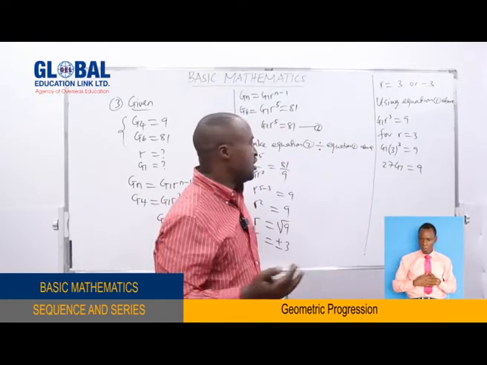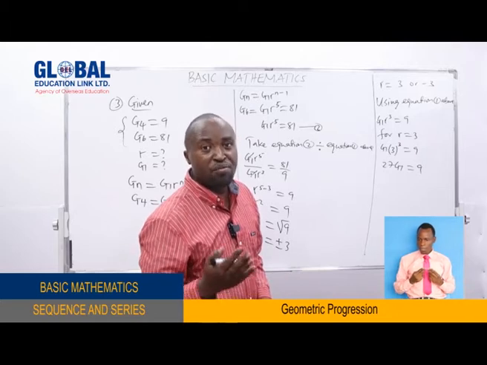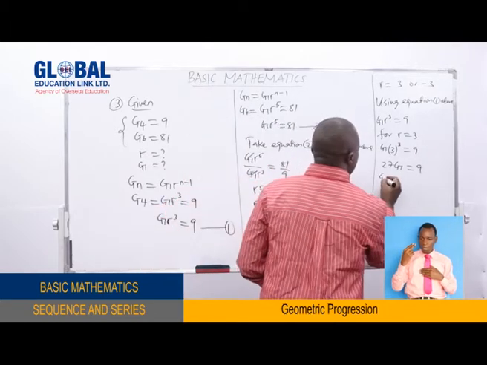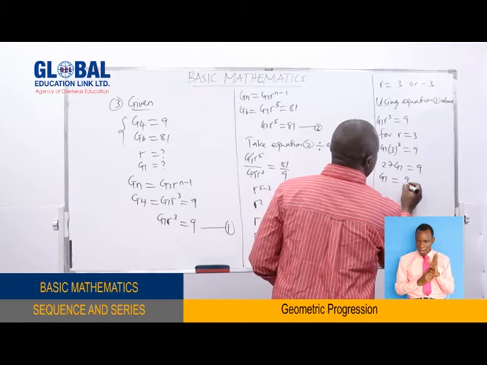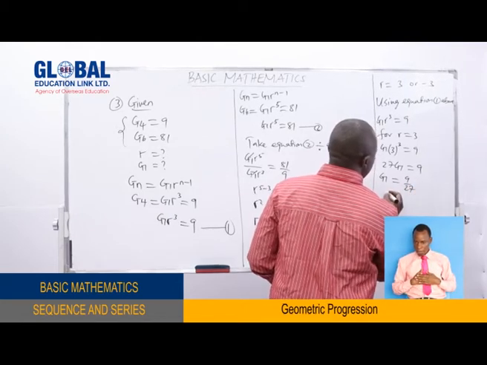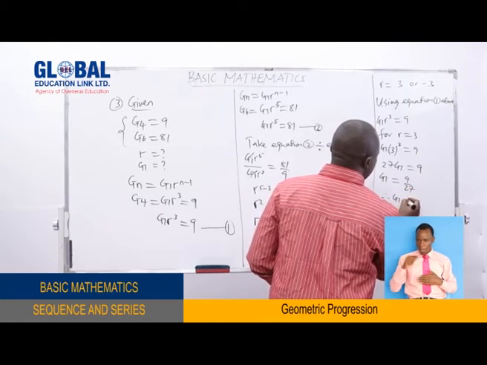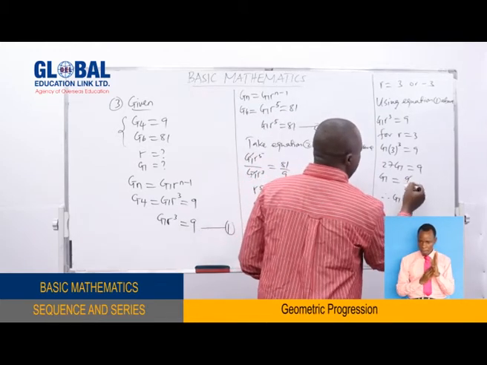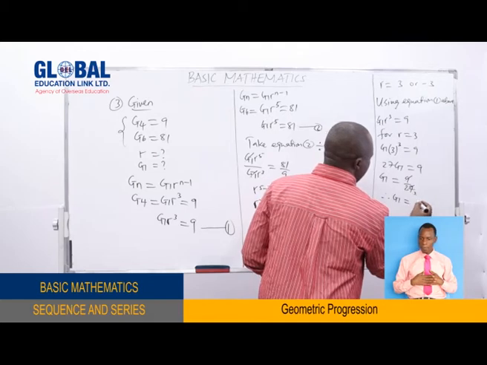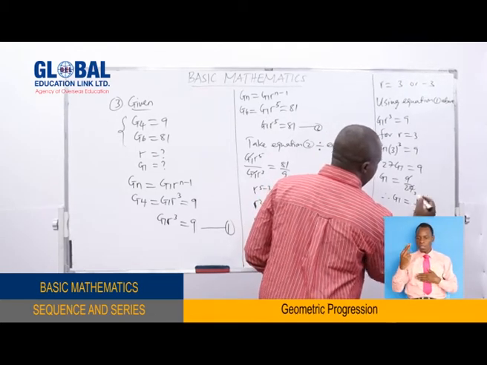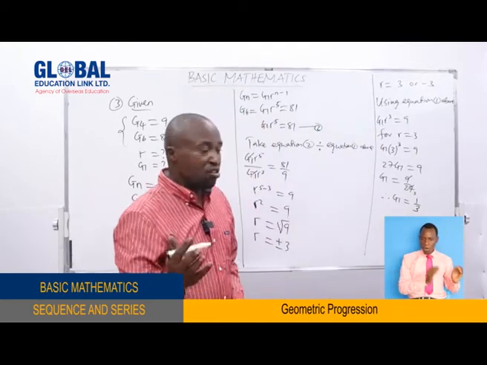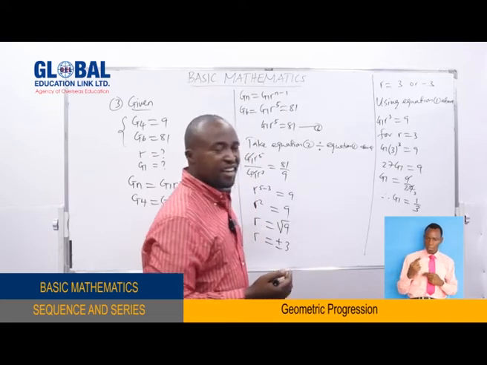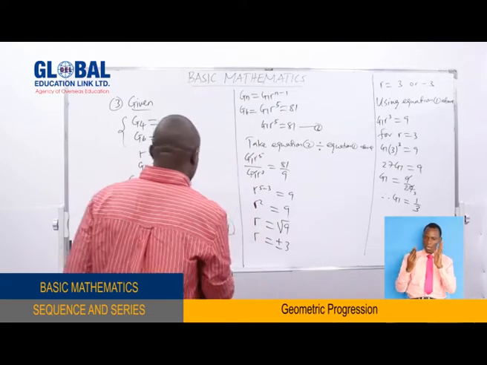So to find G1, divide by 27 from both sides. So G1 is equal to 9 over 27. In this case, we have G1 is equal to, you can simplify by 9, 9 over 9 is 1, 27 over 9 is 3. So we have 1 over 3. So we proceed with R is equal to negative 3.